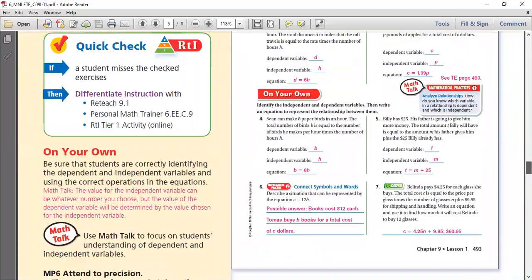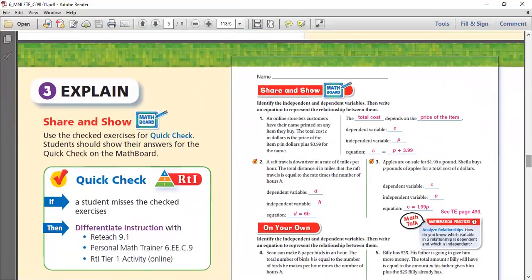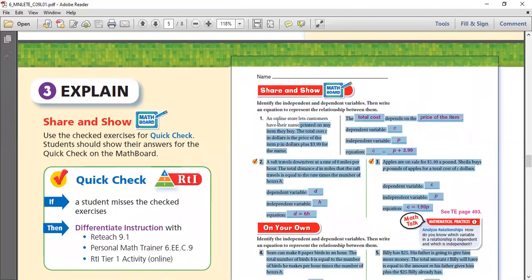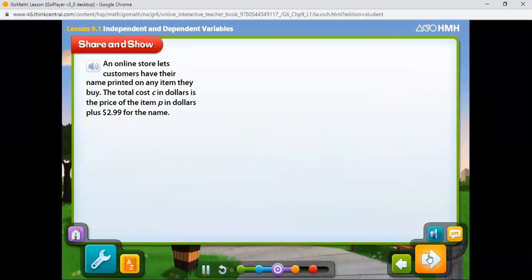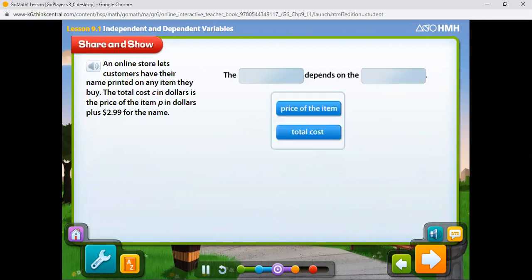You will understand. Okay, so moving on to question number 1 on page 493. This question, we are going to be doing question number 1. So listen to this also. Let's create an equation that represents this situation. An online store lets customers have their name printed on any item they buy. The total cost, C, in dollars is the price of the item, P, in dollars, plus $2.99 for the name. Start by identifying the independent and dependent variables.